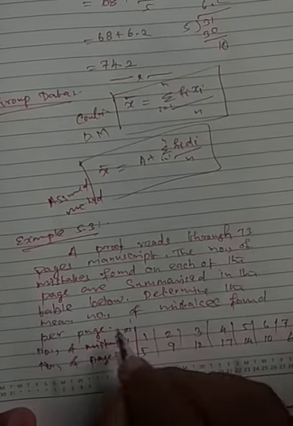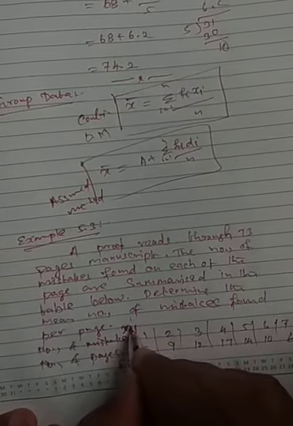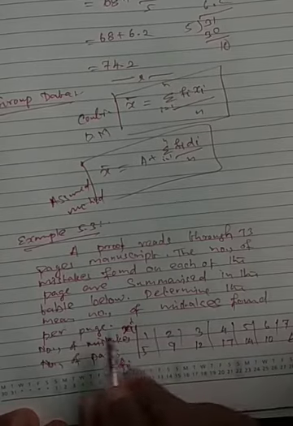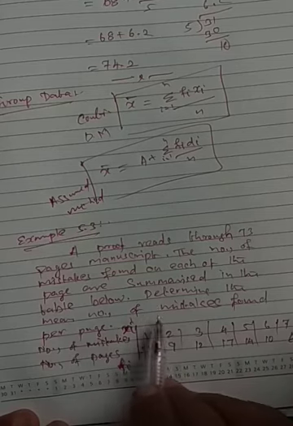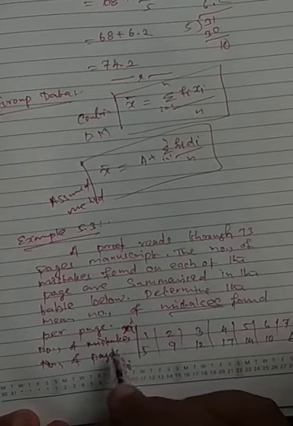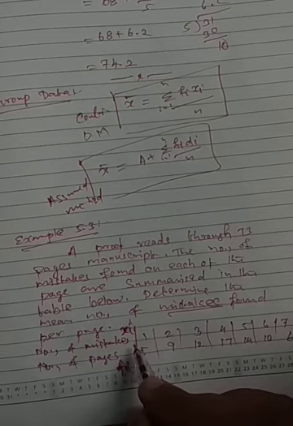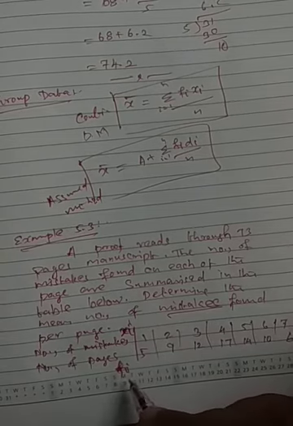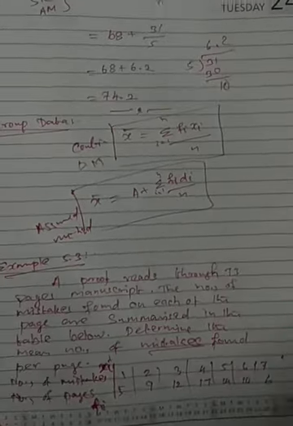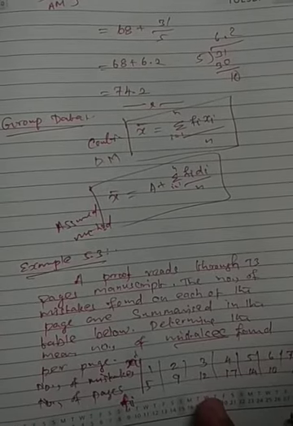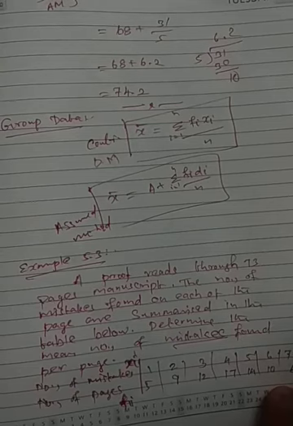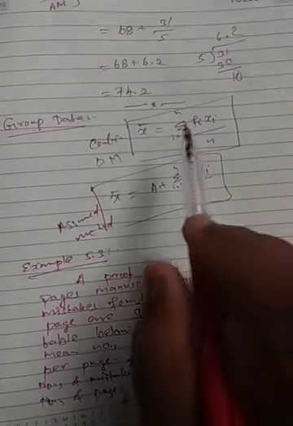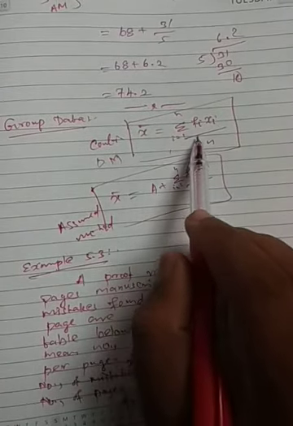This is xi, this value is frequency. Here, "determine the mean number of mistakes" - so the mistakes are what you are going to take as xi, and the other values you take as fi. They didn't mention direct method or shortcut method. Here the numbers are somewhat small, so I am going to take the direct method only. Direct method is nothing but sigma fi xi by n, that one I am going to follow.